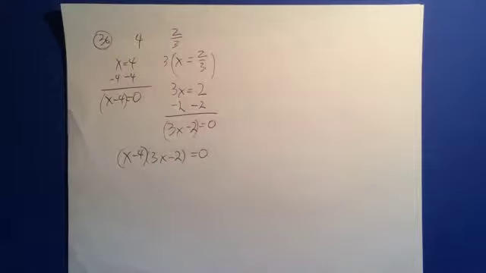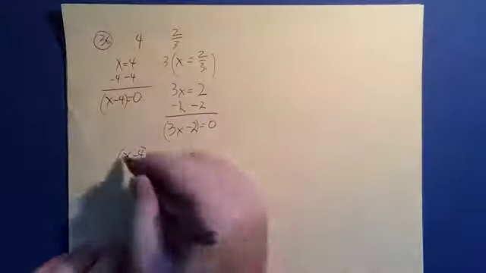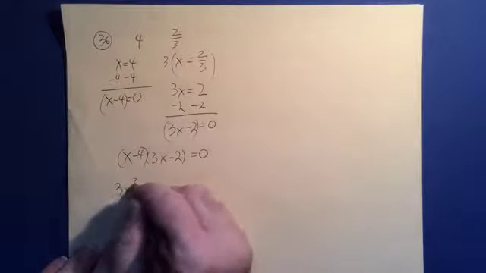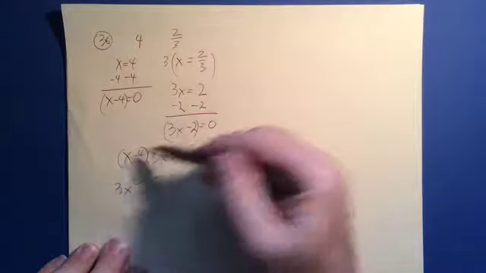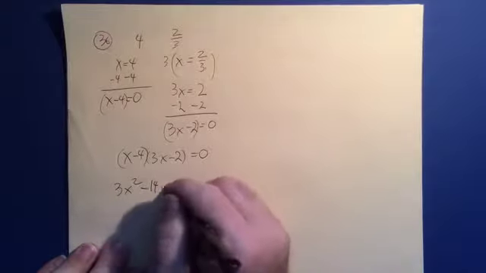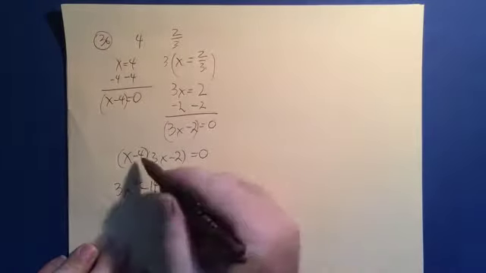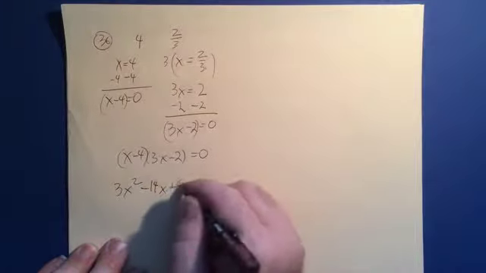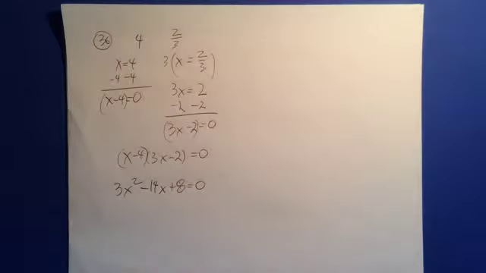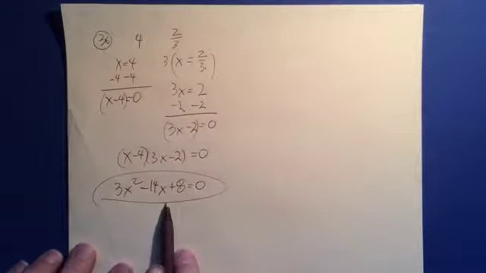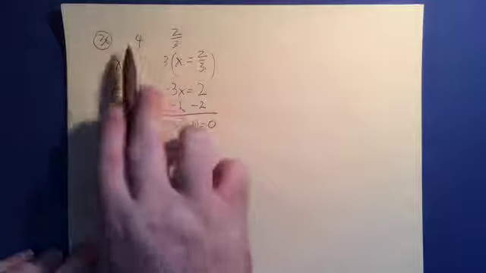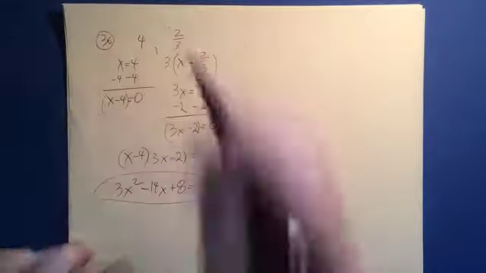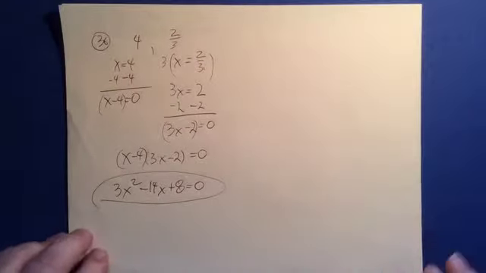and I'm going to cross multiply them, or FOIL them, I should say. This is going to be 3x squared, negative 12x, should be negative 14x, and negative 4 times negative 2 should be plus 8. And there is my original quadratic equation that gives me these two roots, or gives me two answers here.